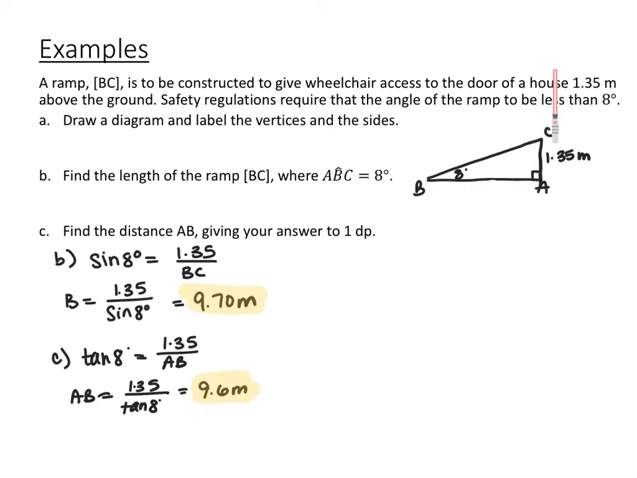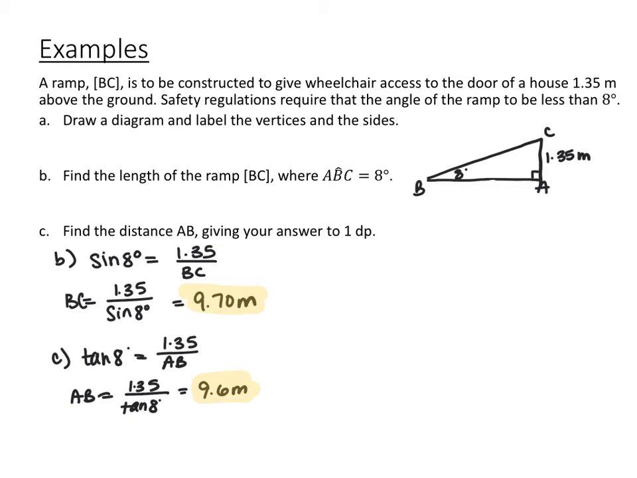The door is going to be up here of the house, and then you have an angle of 8 degrees in here. So to find the length of BC, this is the hypotenuse of our triangle, and if we're assuming this is 8 degrees, then we have the opposite and we're trying to find the hypotenuse. So I use sine. Sine of 8 degrees is equal to 1.35 divided by BC. So BC is equal to 1.35 over sine of 8 degrees. Plug that in your calculator and you end up with 9.70 meters.